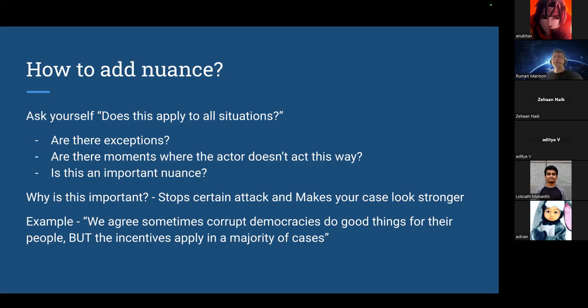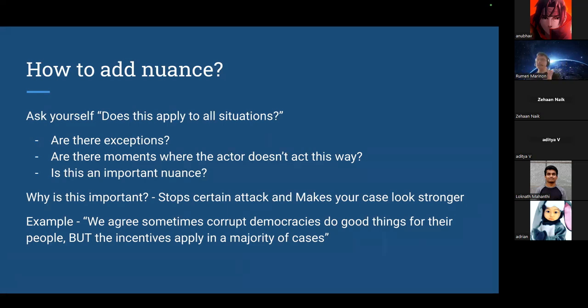And finally, just ask yourself, is this an important nuance? Is this a nuance that is important for me to add? And so basically you would ask yourself, why is it important for me to explain the importance of nuance? Because that way you could stop certain attacks on your case, and it makes your case seem stronger. It makes your case seem more plausible and more likely to the judge. It makes it seem more realistic when you are talking about exceptions and things like that.